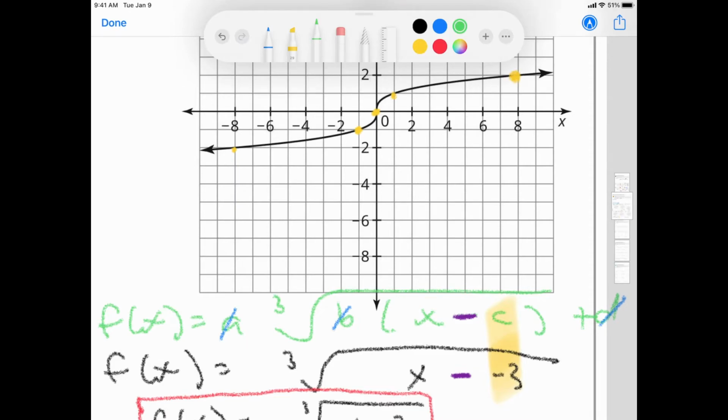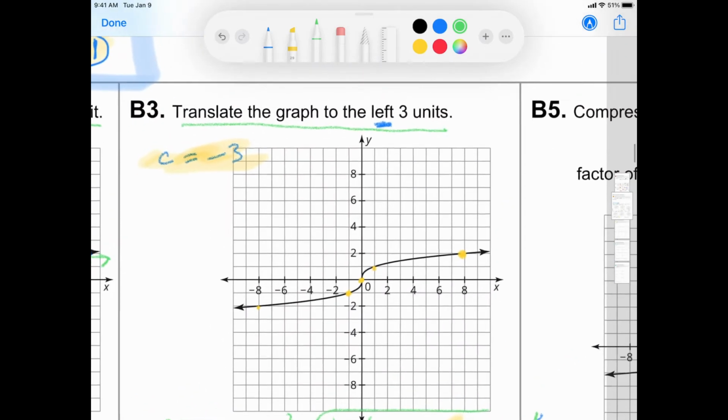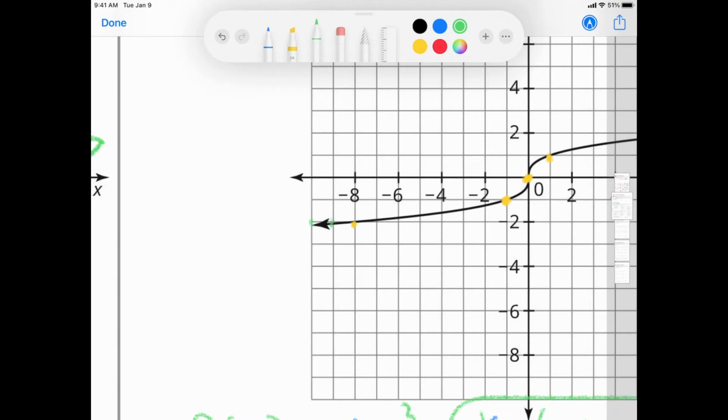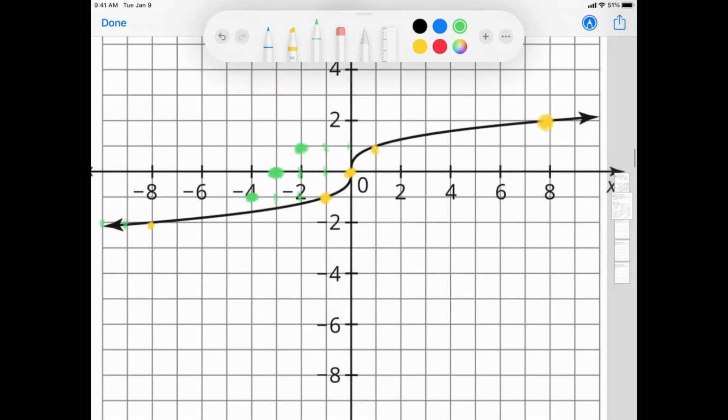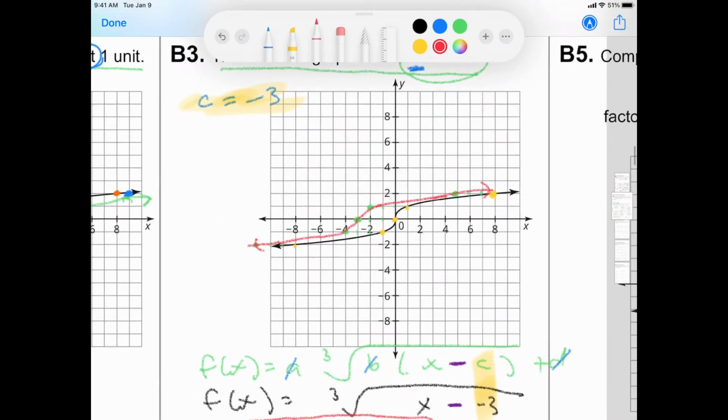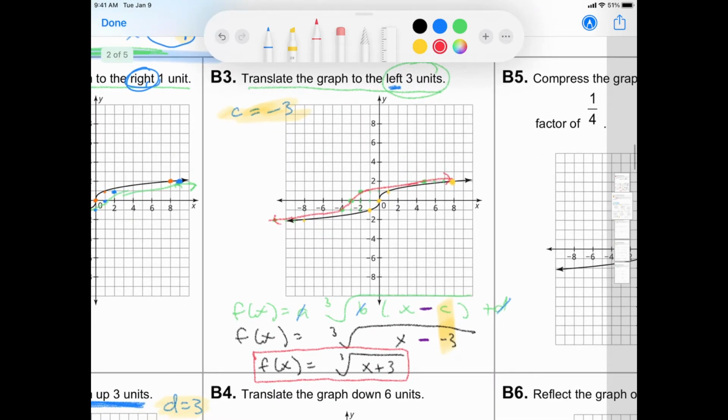And then we basically need to move those, what did we say? 3 units to the left. So let's just count. 1, 2, 3. I do this for each point. And I'm putting in red because my equation was in red. And there's my graph. And that's our answer for B3.